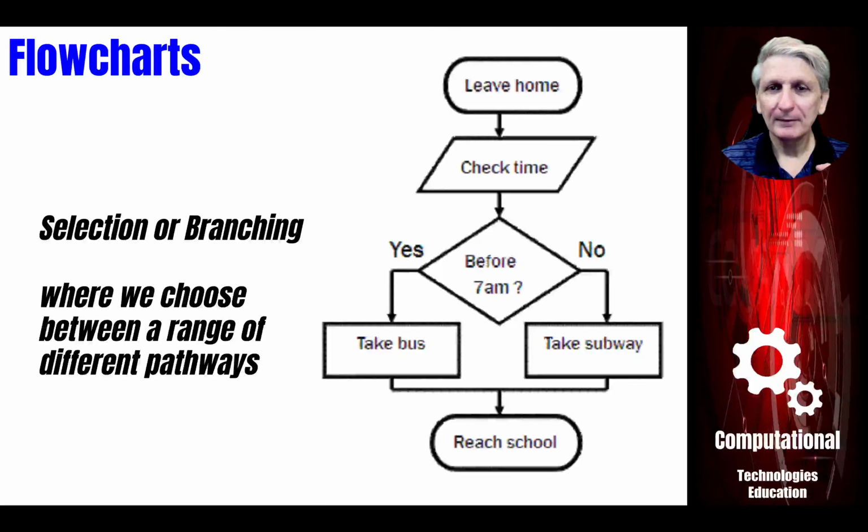Then we have the next aspect of algorithms, which is selection or branching. This is where we can have decisions within our algorithm. So in this case, we leave home, we check the time. Is it before 7 a.m.? If it is, then we take the bus. Of course, we need to, because that will take longer. But if it's after 7 a.m., we're going to be late. We then need to take the subway in order to reach school on time.